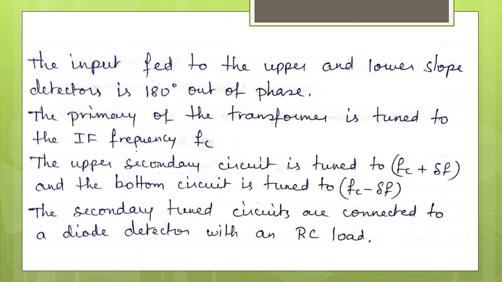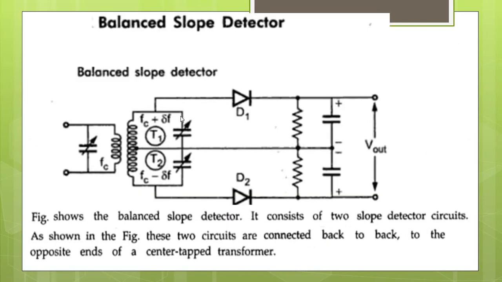The primary of the transformer is tuned to a frequency of Fc, and the upper secondary tuned circuit is tuned to a frequency of Fc plus delta F, and the lower slope detector, or the lower part of this circuit diagram, is tuned to a frequency of Fc minus delta F. Here delta F is the frequency deviation.